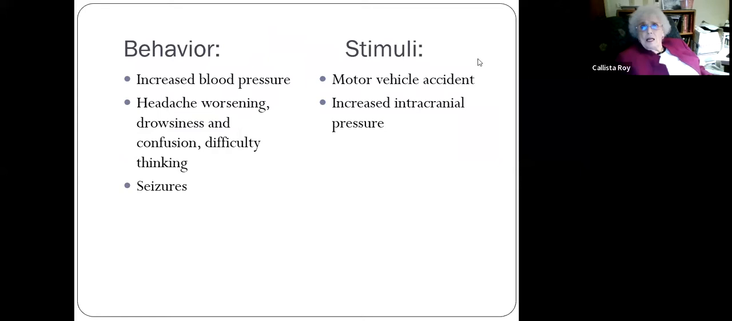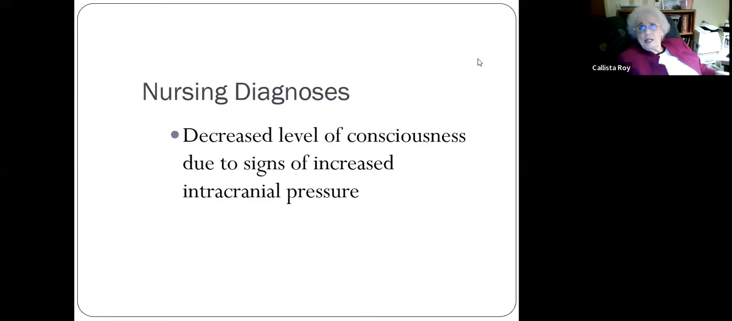So for example, you might have a patient who has been in a motor vehicle accident and has increased blood pressure, a headache that is worsening, drowsiness and confusion, and difficulty thinking, and may have seizures. So the stimuli that have caused this or affected it are the motor vehicle accident and more specifically, the increased intracranial pressure. The nursing diagnosis then is a decreased level of consciousness due to signs of increased intracranial pressure.